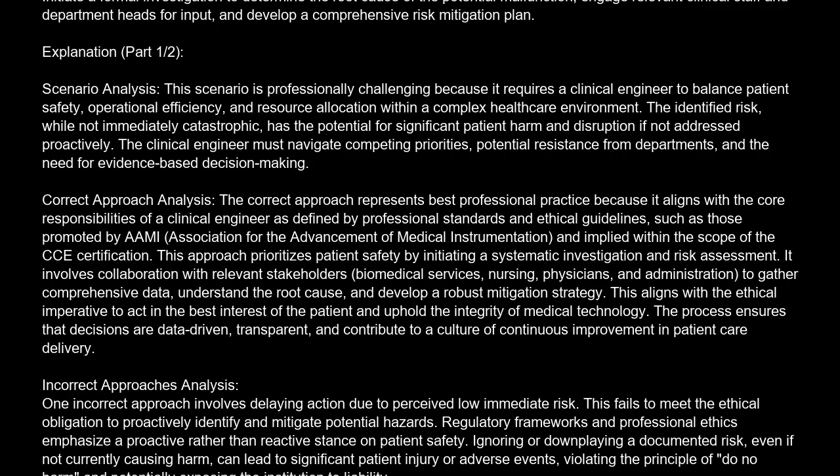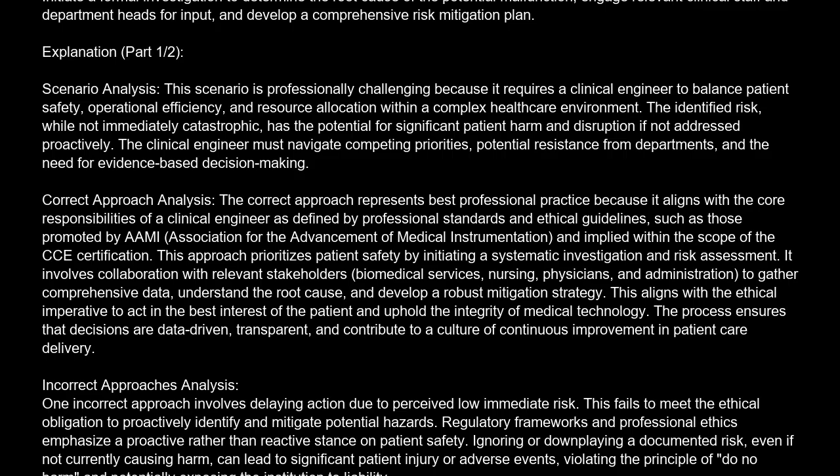This approach prioritizes patient safety by initiating a systematic investigation and risk assessment. It involves collaboration with relevant stakeholders, biomedical services, nursing, physicians, and administration to gather comprehensive data, understand the root cause, and develop a robust mitigation strategy.